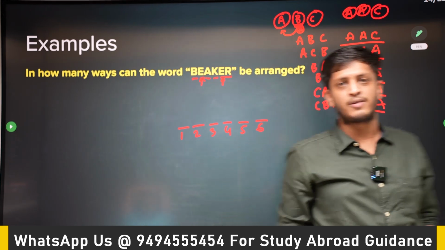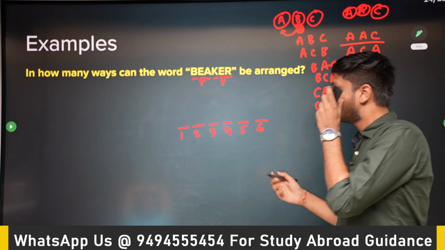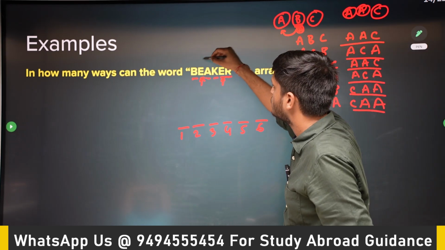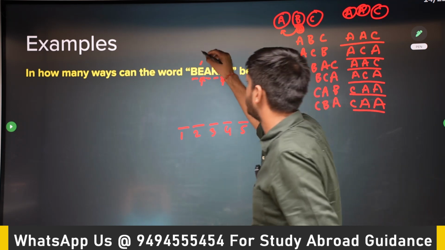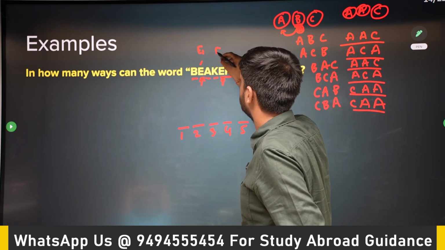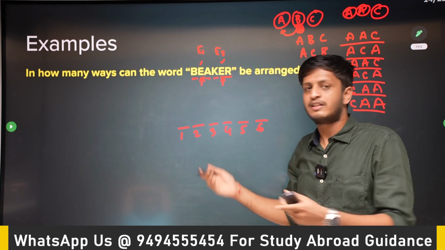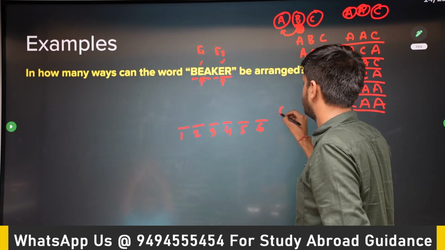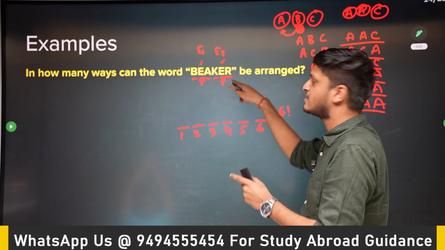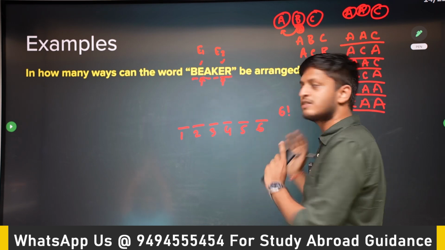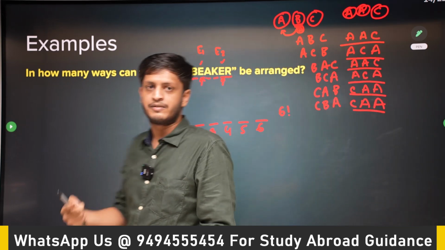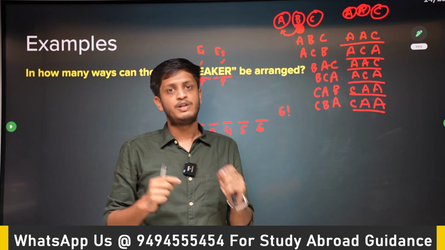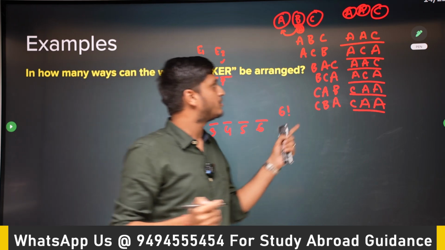So now how to solve this problem? So the trick is very easy. For now, assume that these two E's are different. Firstly, assume that these two E's are different. Let's call them E1 and E2. If I call them E1 and E2, then the number of ways will be 6 factorial. The number of ways in which I can arrange these 6 letters in these 6 places will be 6 factorial. Now try to see what are we overcounting. Now E1 and E2 are same. So here what happened?